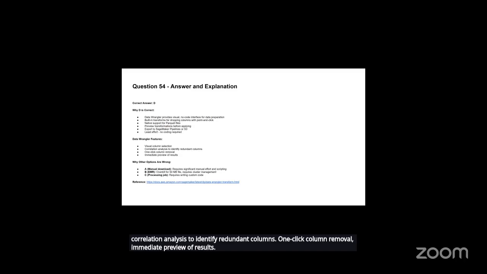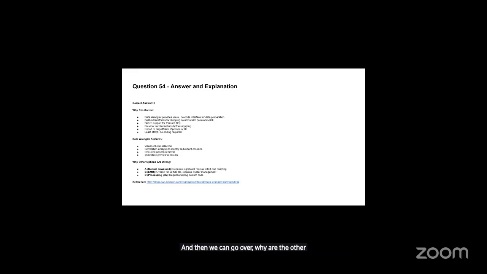So you can see the Data Wrangler features include visual column selection, correlation analysis to identify redundant columns, one-click column removal, and immediate preview of results. And then we can go over why the other answers are incorrect.